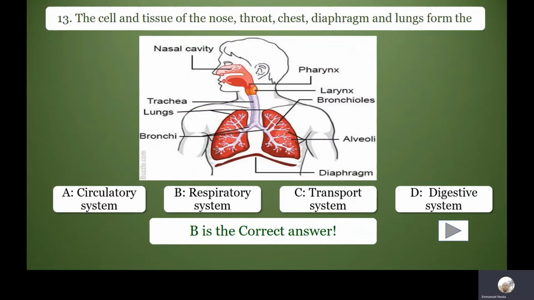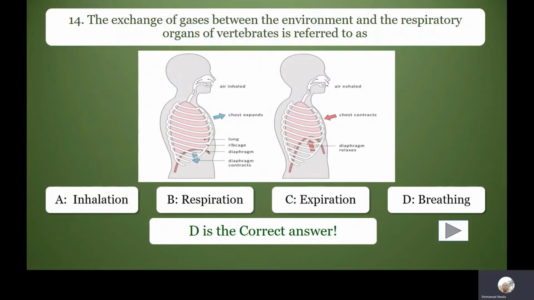The cells and tissues of the nose, throat, chest, diaphragm, and lungs form the respiratory system. The exchange of gases between the environment and the respiratory organs of vertebrates is referred to as breathing. When we are breathing, we are exchanging gases with the air. We breathe in oxygen and breathe out carbon dioxide.